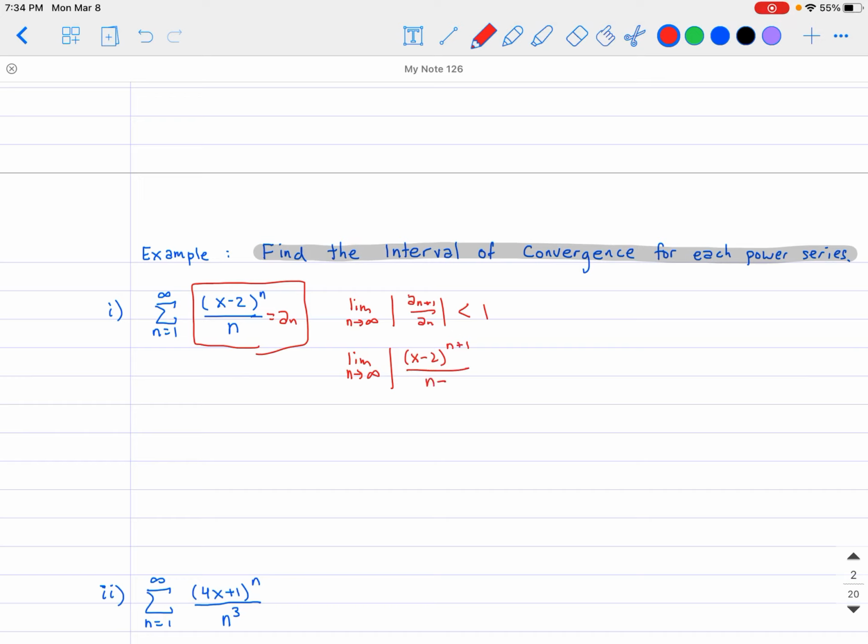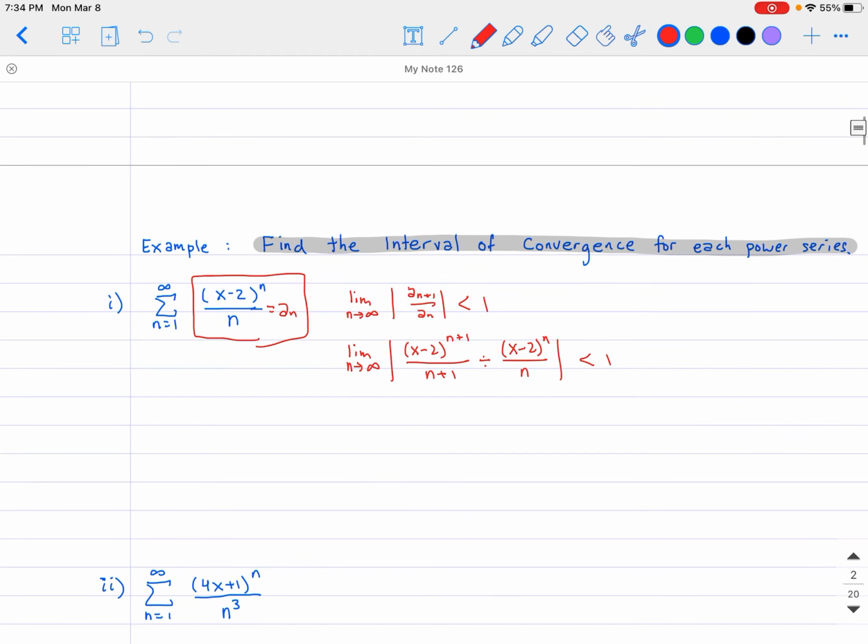All divided by n plus 1. So that's a of n plus 1, divided by the current term, which is supposed to be (x minus 2) raised to the nth power divided by n. And then supposedly it's going to be less than 1 once again. Clean up the algebra inside right here just to see what happens. Limit as n approaches infinity.